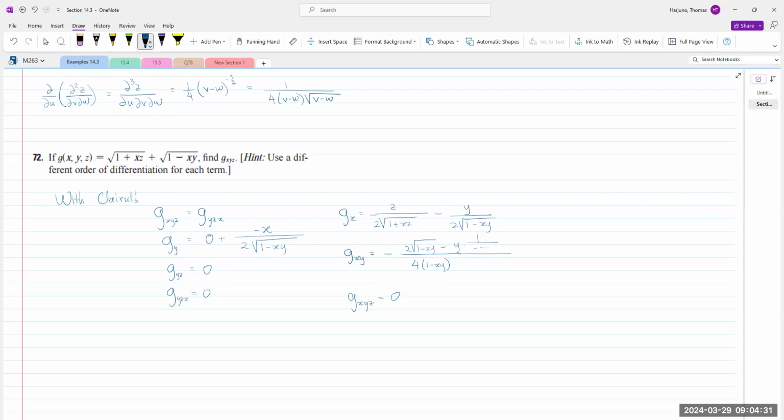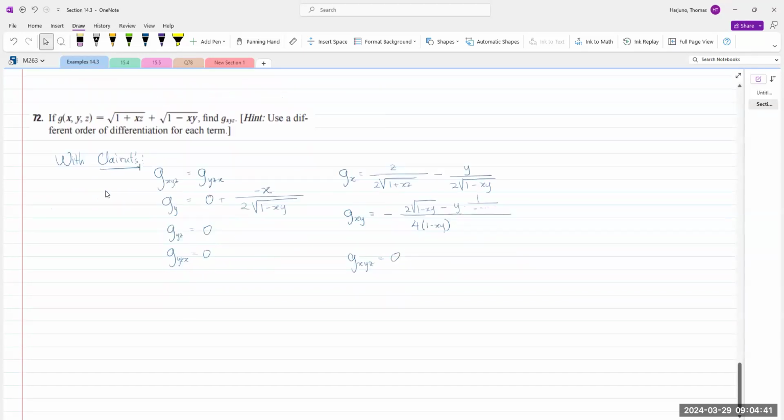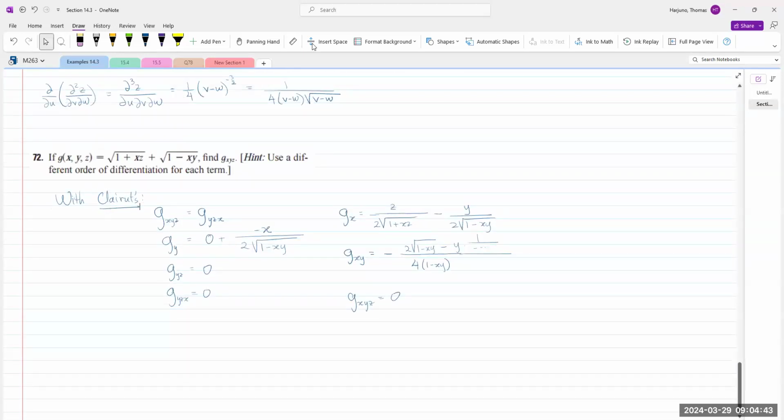So you see how helpful clearance is. It allows us to do it in a different order, but of course we do assume continuity there. Okay, and that's it for this one.